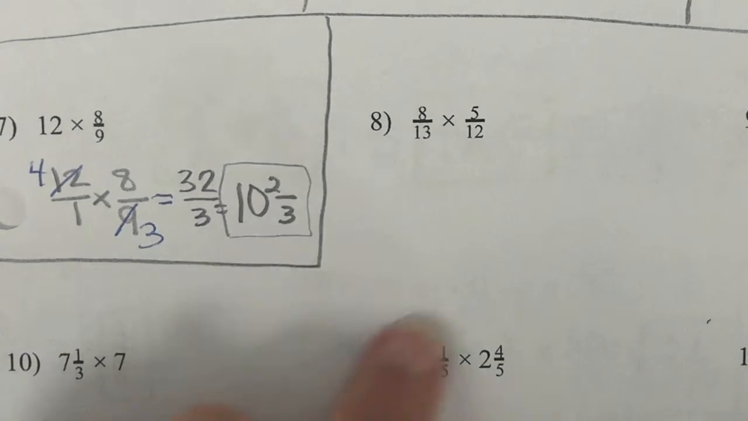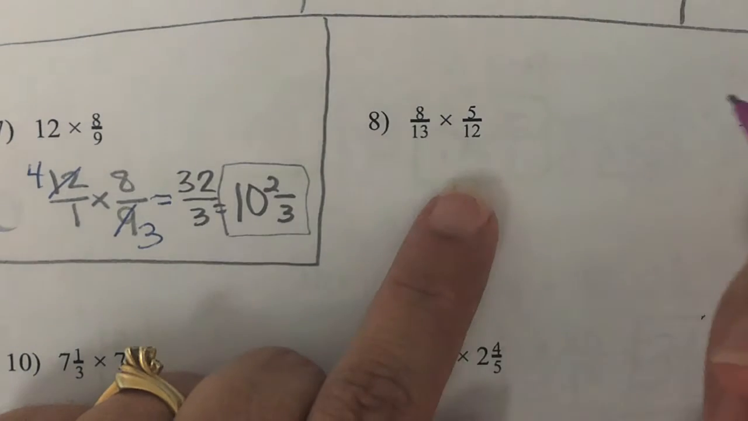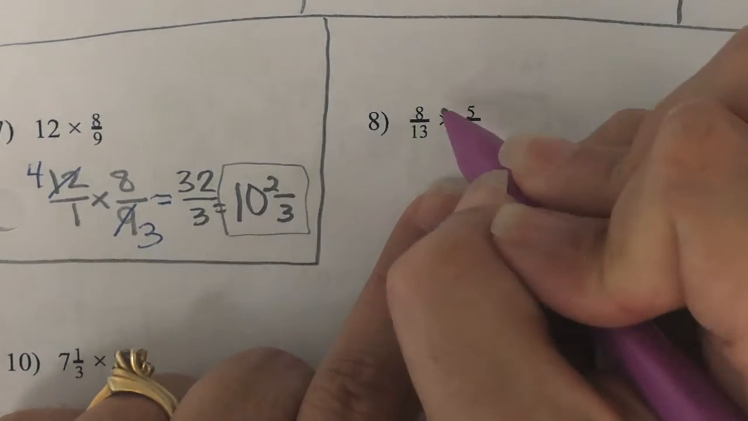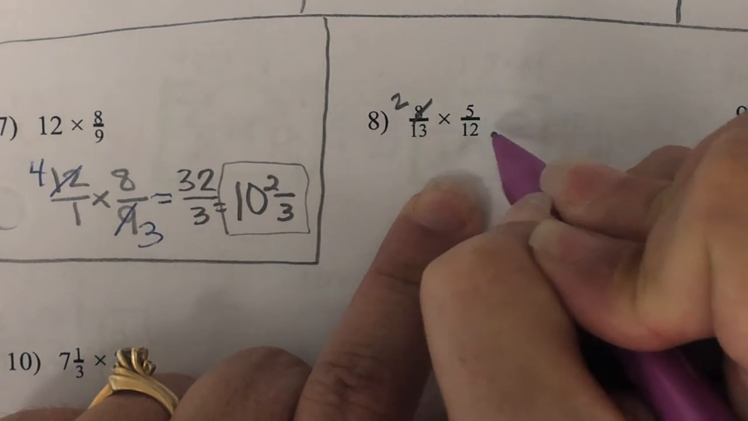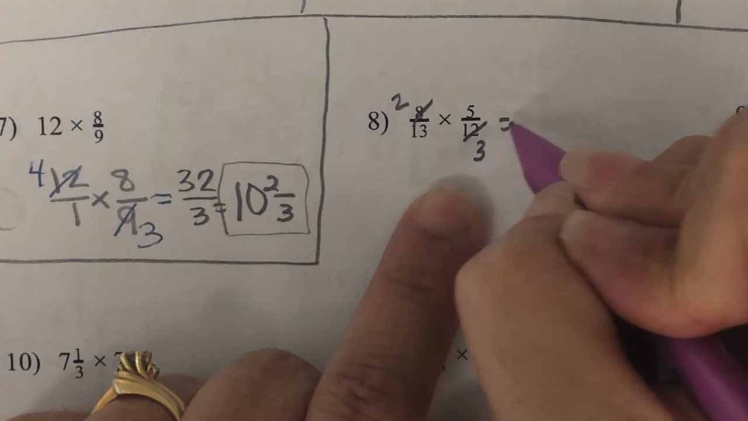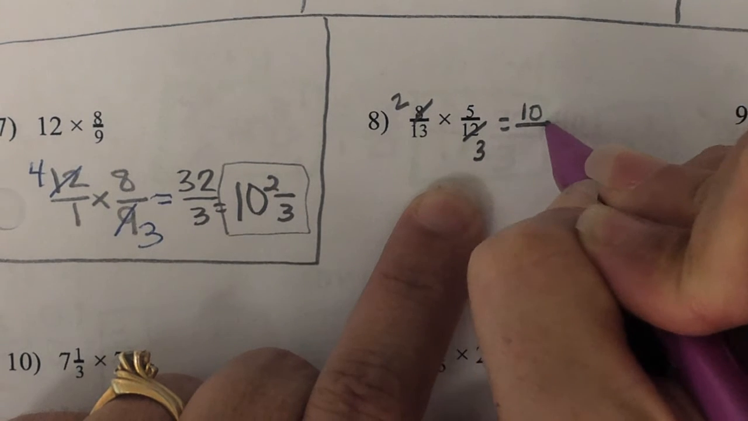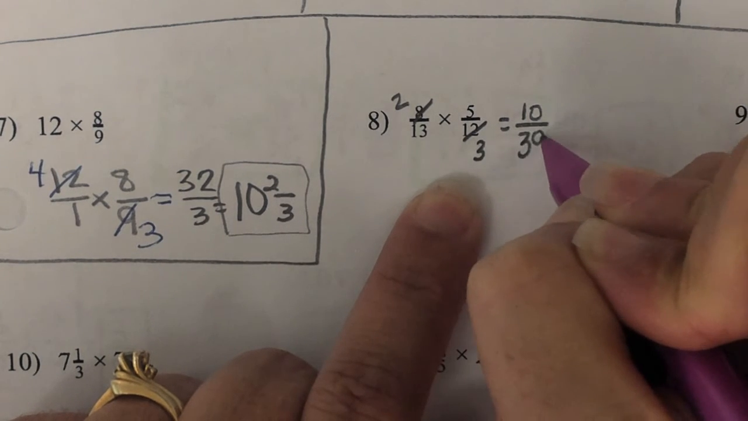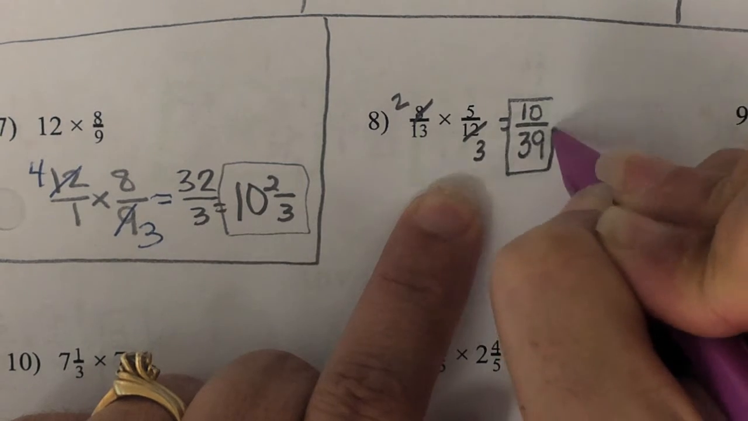Okay, number 8 is already set up for us. So I am just going to simplify by 4 right here. 4 will go 2. 4 will go 3. I get 10 over 39. And that doesn't simplify.